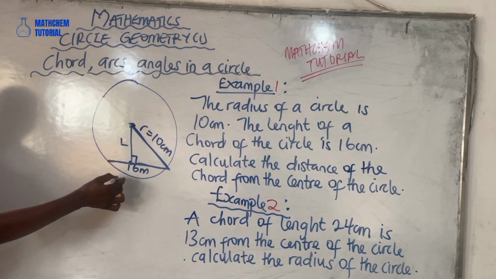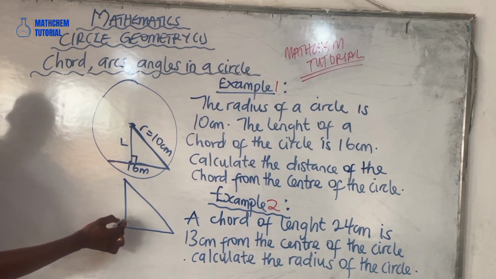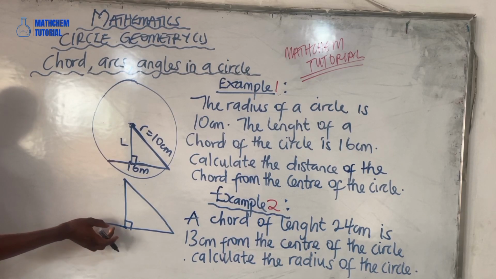So let me take this thing out. If I take this angle out, it looks something like this. But I have something here. So how do I work on this one? How do I eliminate this part?